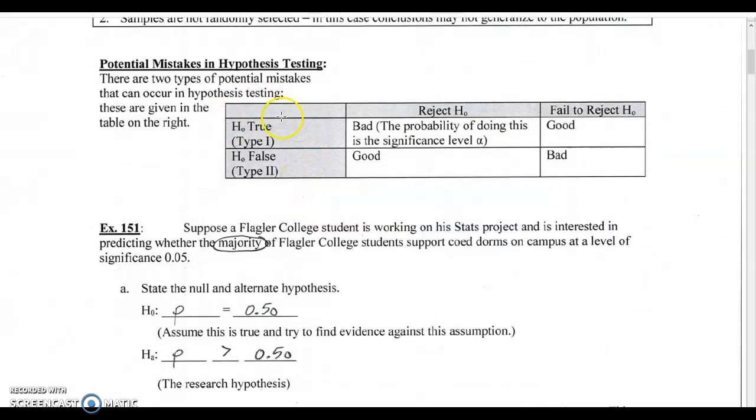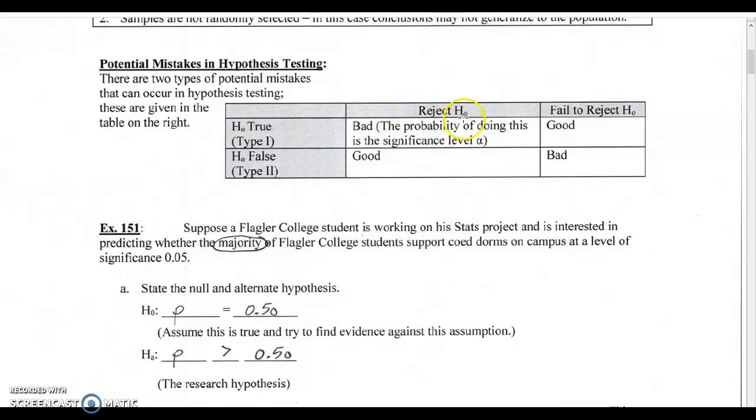Now, we don't want to get too specific here as far as you having to memorize what type 1 and type 2 errors are, but there are two types of potential mistakes that can occur in hypothesis testing. These are given in the table on the right. The first of these is that we could reject H0 even though H0 is true. Remember, assuming that H0 is true is what we always start with. That's our basis. That's like in a court of law, where we're assuming a person is innocent. Assuming the null hypothesis is true is our assumption to begin with.